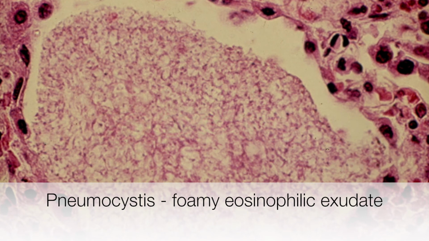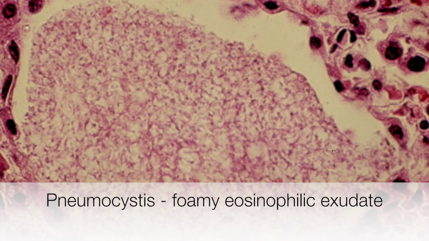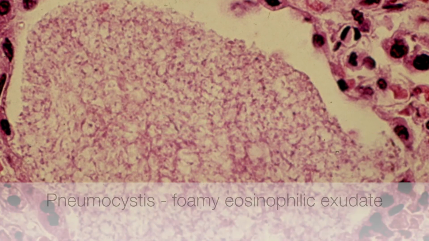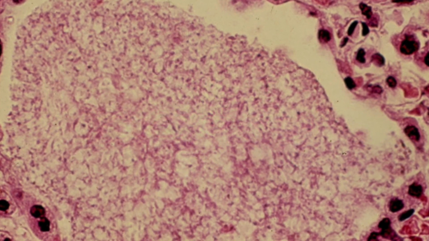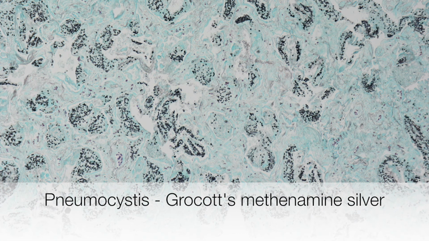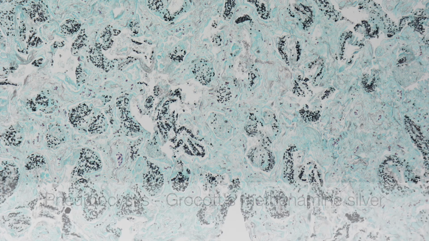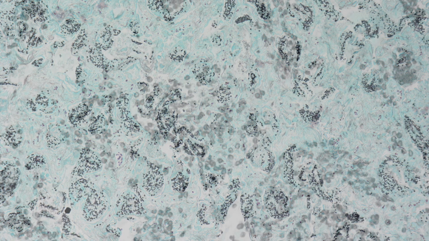And here is a higher power view of the foamy eosinophilic exudate, so typical of Pneumocystis pneumonia. The problem is, however, that the Pneumocystis organisms are failing to stain with the H&E. This is a low power view of a section of lung from a patient with Pneumocystis pneumonia stained with Grocott's methenamine silver, and you can see the black dots in the alveolar spaces where the bubbly exudate is.